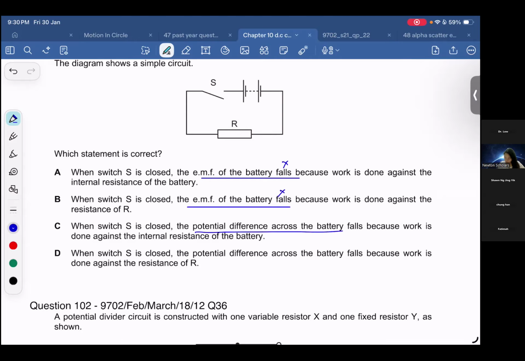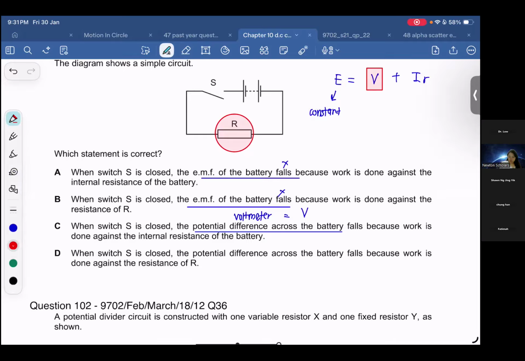So the potential difference across the battery, when the switch is closed, is what the voltmeter measures. This one is actually the voltmeter reading, which is our V, the voltage at the external circuit. So E equals V plus Ir. When we close the switch, E doesn't fall. It's a constant value. But the V, this reading, is measuring the external circuit, the voltage across the external circuit, which is our R here.